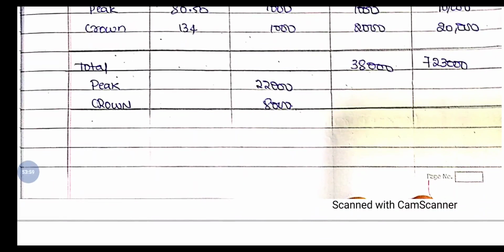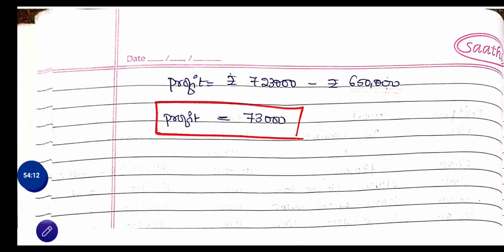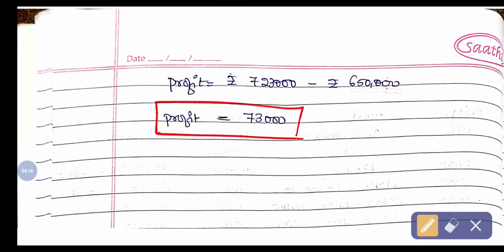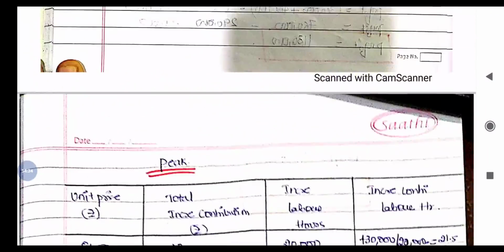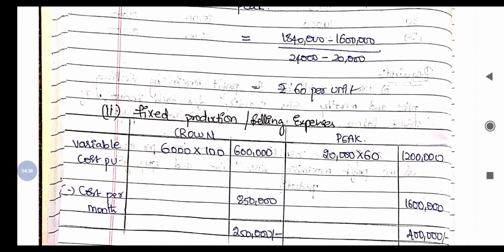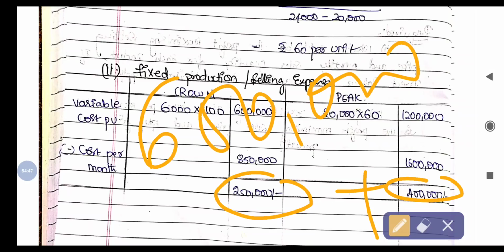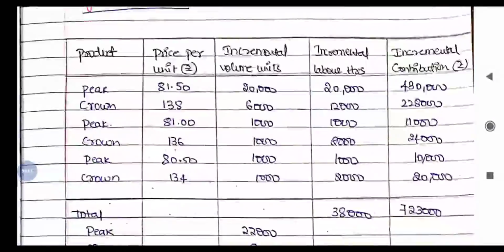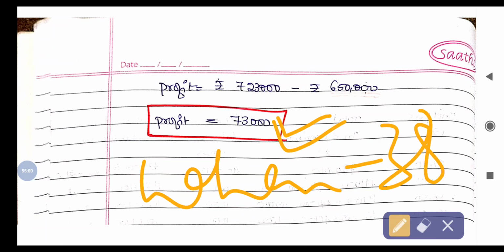So total contribution we have is 7,23,000. But here there is a shortage of labor, so the formula will be different. So 7,23,000 is the combination of both Crown and Peak, right? So no need to write separately. Crown and Peak together it is 7,23,000. 6,50,000 is the fixed cost here, which we calculated first: 2,50,000 plus 4 lakh is 6,50,000. So simply from contribution deduct the fixed cost, the profit is 73,000 when labor hours is restricted to 38,000.